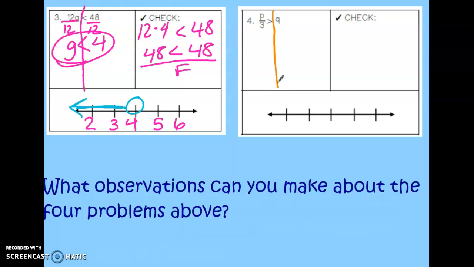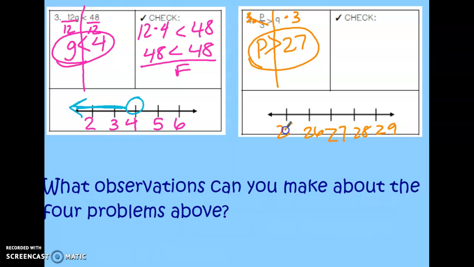This is p divided by 3 is greater than 9. So I'm going to multiply by 3. So I'm left with p is greater than 27. Again, this is what I'll take and graph. Then I'm going to check my work. I'm going to substitute: 27 divided by 3 is greater than 9. 27 divided by 3 is 9. So this again is a false statement, which means I'm going to have an open point, and I'm shading to the right.